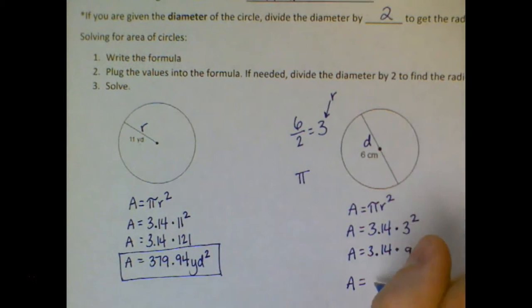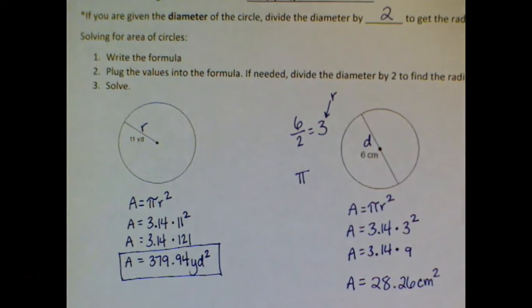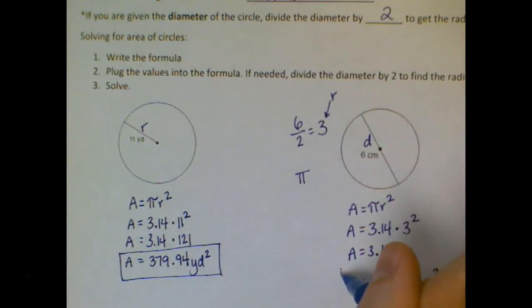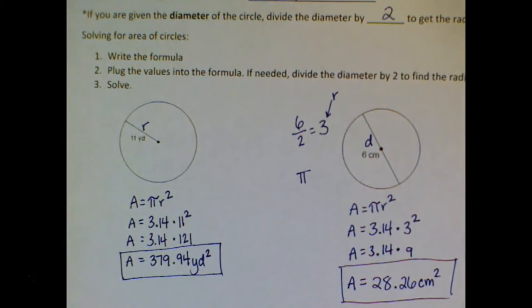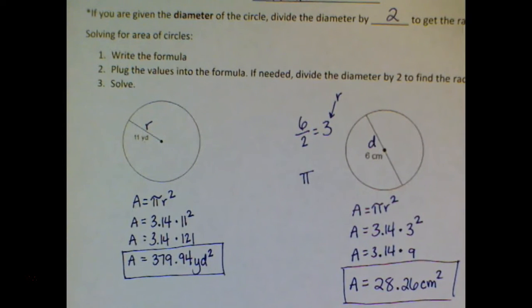All right, when you do that, you get an answer of 28.26. And our unit, we're dealing with centimeters. Because it's area, it's centimeters squared. So that circle that has a diameter of 6 centimeters, it has an area of 28.26 centimeters squared.